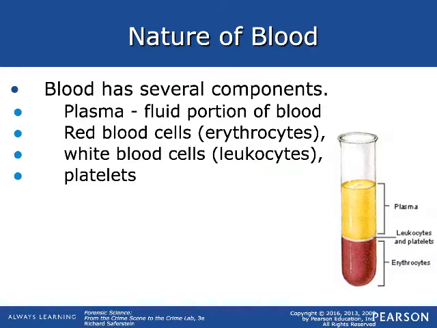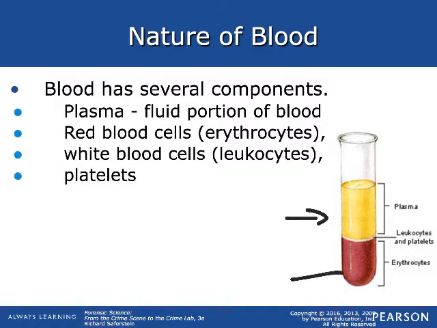So, what's actually in blood. Blood has several different components. I have a picture on here, which is a tube of blood, and it has plasma. Plasma is the liquid that's around the blood cells. They often describe it as straw colored, or it looks kind of yellow.